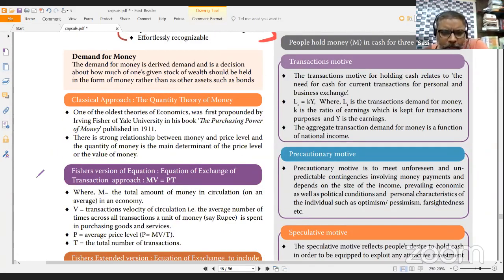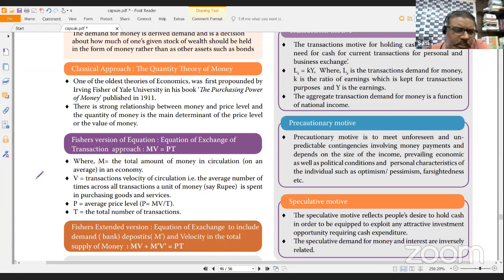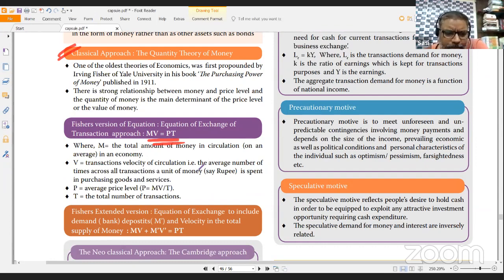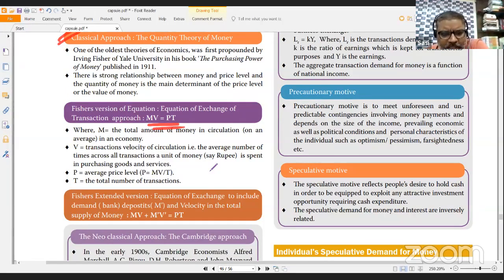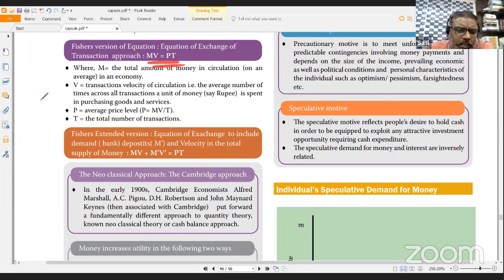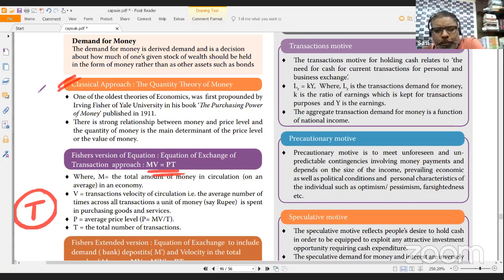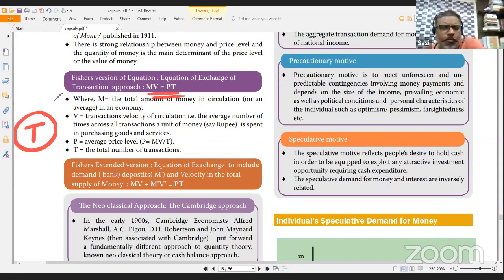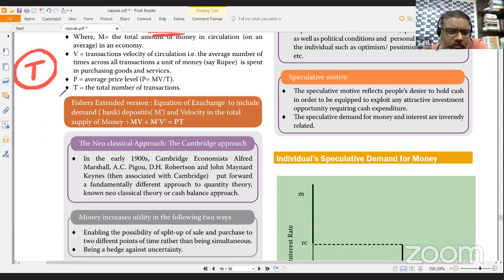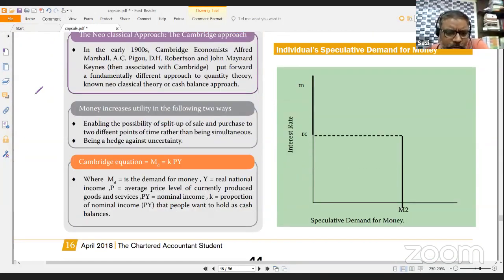Demand for money, how it will be at a broader level. According to the classical approach, the demand for money depends on MV equals PT, the average price level multiplied by the total number of transactions. In other words, demand for money is driven by the transactional motive. According to Fisher's equation, people need money because they want to buy goods and services. Where from will they buy without money? They need money because of that, according to that approach. That is called the classical approach.